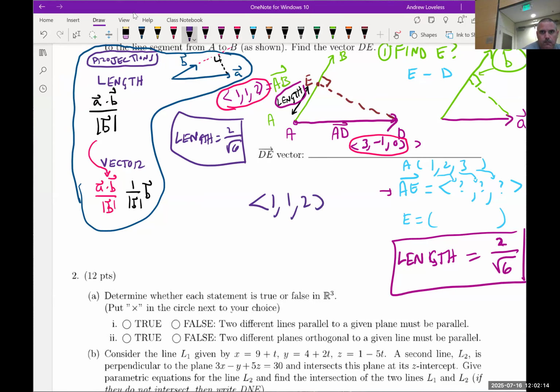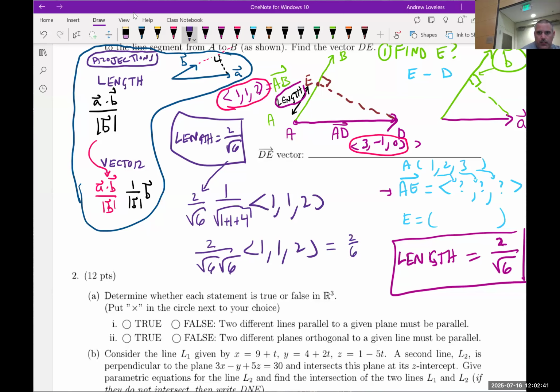That's this vector, and I rescale it. I make it a unit vector, which is the square root of 1 squared plus 1 squared plus 2 squared. And then I multiply by my desired length. And that comes out to be 2 over the square root of 6 times the square root of 6. You always get the same square roots. It's the same thing there. And so this is going to be 2 over 6 times 1, 1, 2.